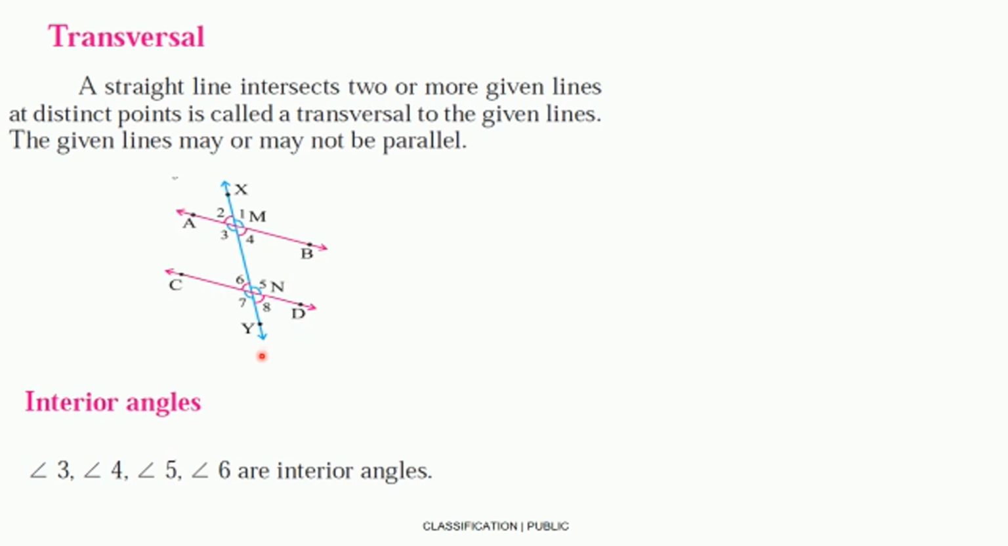So next, let us see about different kinds of angles they can form in the transversal. First, interior angles. What is that? Interior angles means here 3, 4, 5, 6. Those angles are interior angles and they can form a linear pair and they are adjacent angles also.